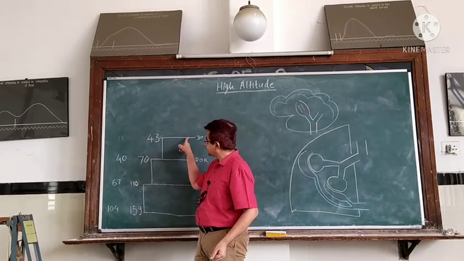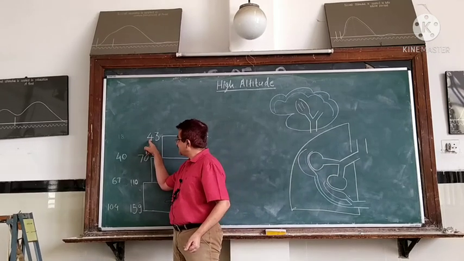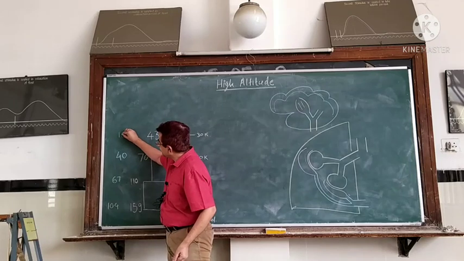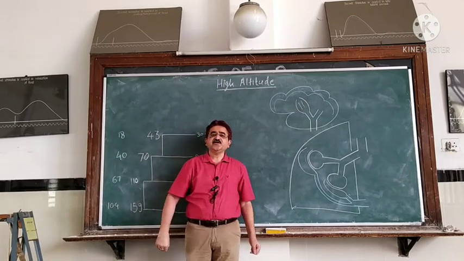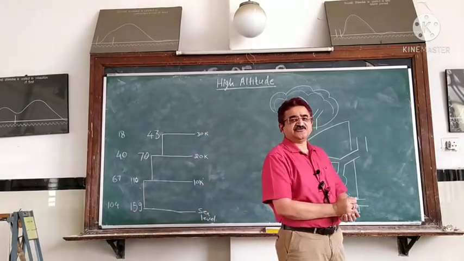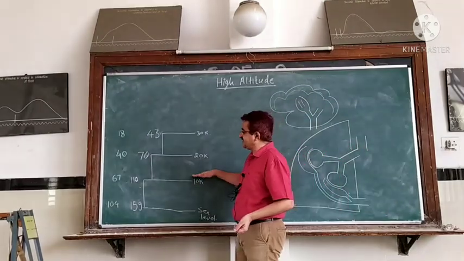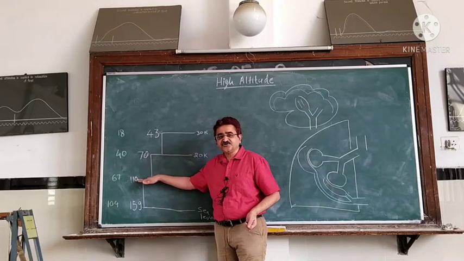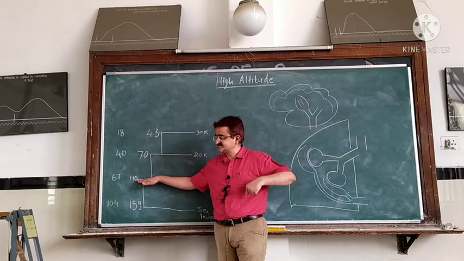And at 30,000 feet, where the PO2 is 43 millimeter of mercury, by the time the air reaches the alveolus, PO2 falls to only 18 millimeter of mercury. So from these values, it is very clear that up to 10,000 feet, we have sufficient availability of oxygen in the air as well as in the alveolus.